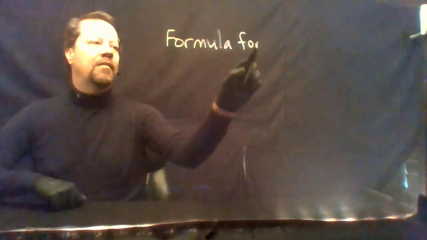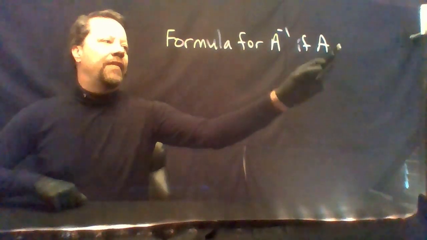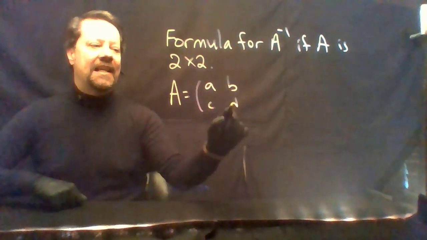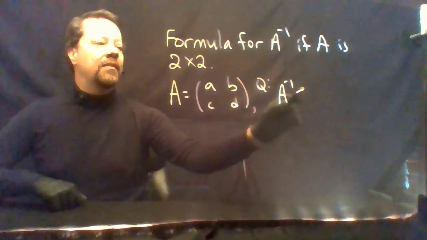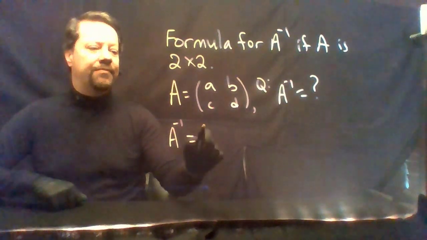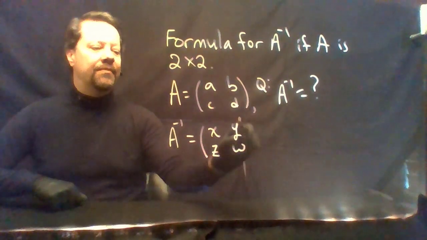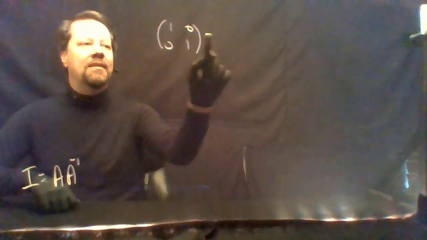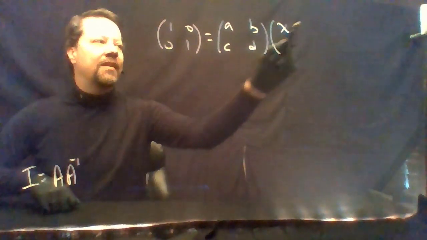We will find a special formula for the inverse if A is 2 by 2. This should be pretty easy. Suppose A is the matrix a, b, c, d. The question that we have is, what is A inverse? Well, let's suppose that A inverse, which we'll assume exists, has the form x, y, z, w. Let's figure out what x, y, z, and w must be. This process is going to yield a formula that I require that you memorize. We want the identity matrix to be A times A inverse. So we want 1, 0, 0, 1 to be equal to a, b, c, d times the unknowns x, y, z, w.